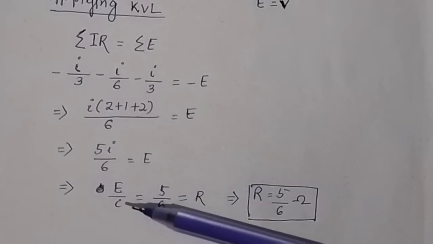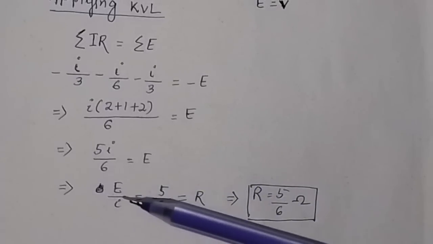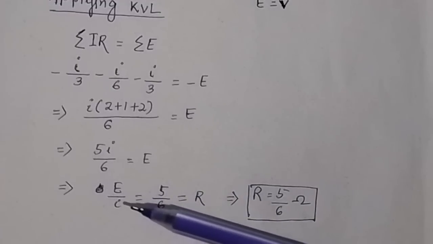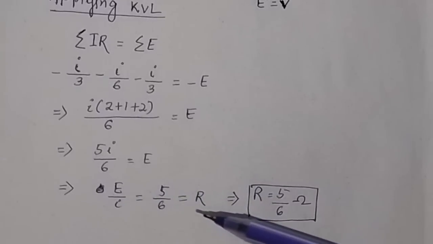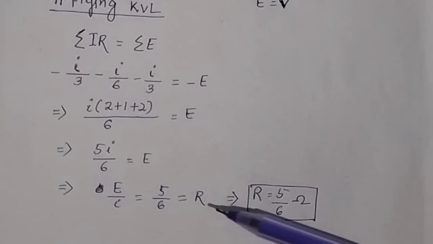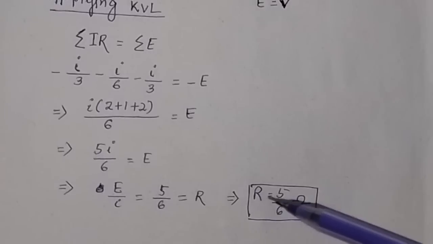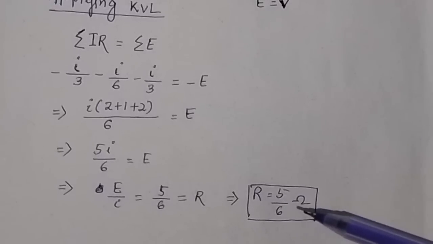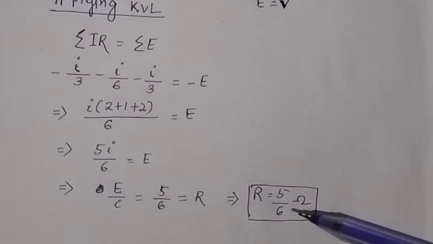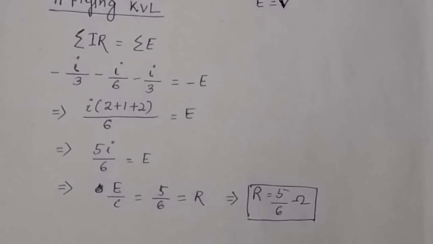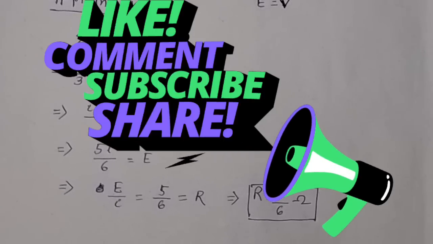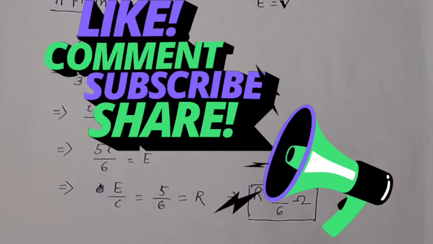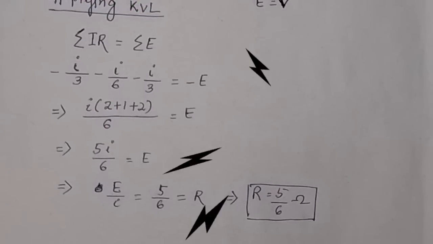So E by I, or V by I, is equal to 5 by 6. But we know from Ohm's law that V by I, or E by I, is equal to the resistance R. That is why the resistance R will be equal to 5 by 6 ohm. So in this way you can calculate the effective resistance between the ends of the longest diagonal. Thank you.